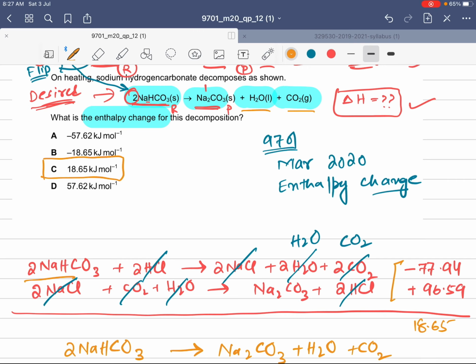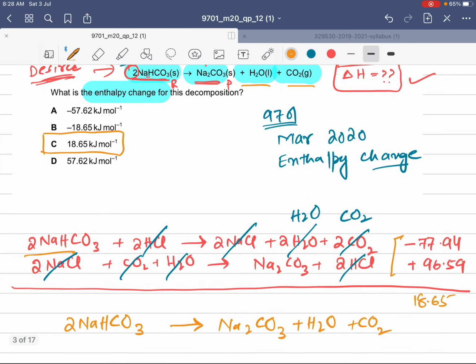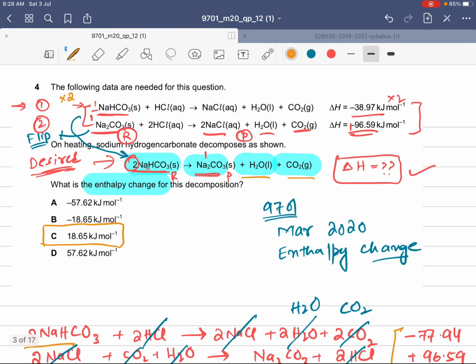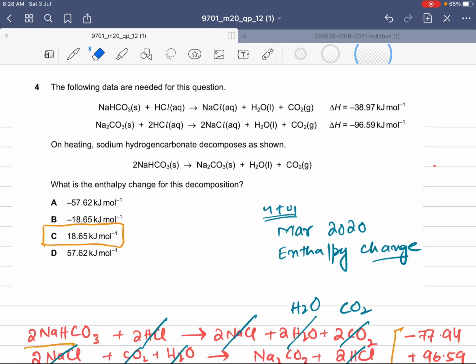Right? So I hope you understand how to solve these sorts of questions, right? I have solved this question in detail. Now let's just make one thing clear here. Let me just clear this whole thing. Look, you don't have to solve these equations on paper. You can just simply do it in your mind, right?